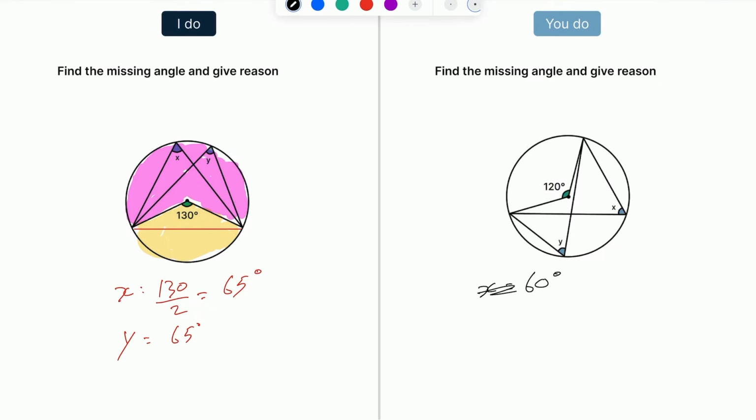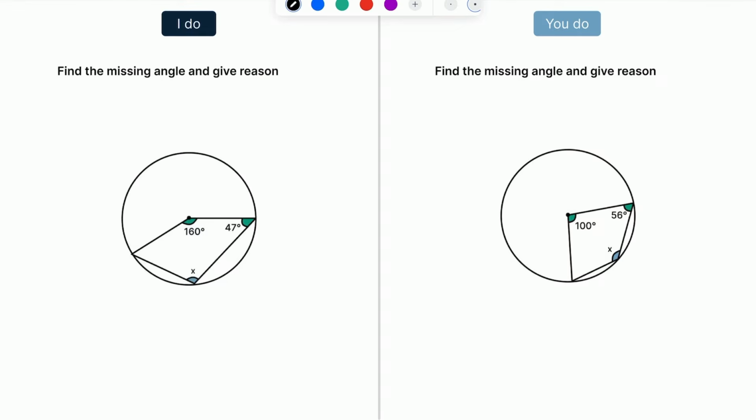Again, remember to show your working out. So x would be 120 divided by 2, which is 60 degrees, and then y is 120 divided by 2, which is 60, and your reason is because the angle at the center is twice the angle at the circumference subtended by the same chord.